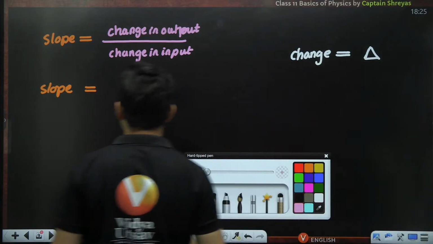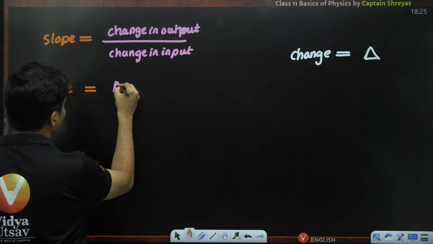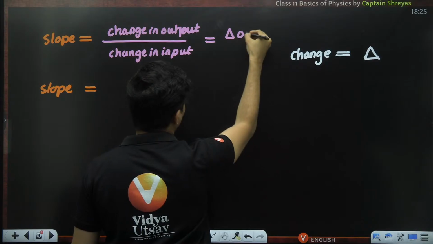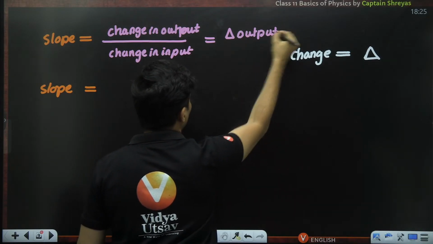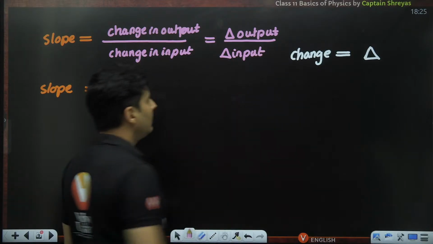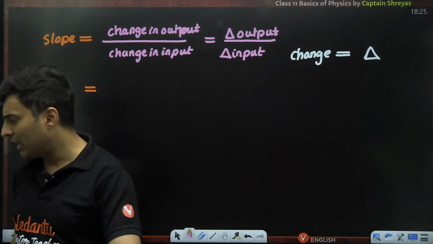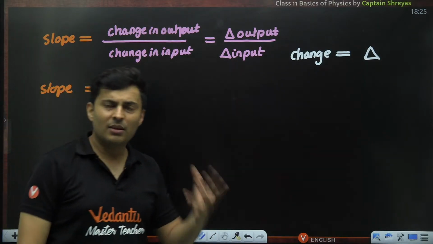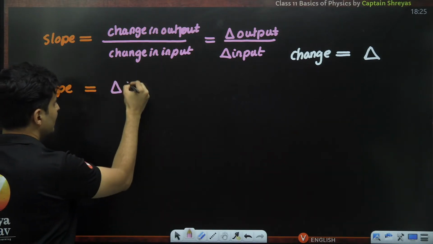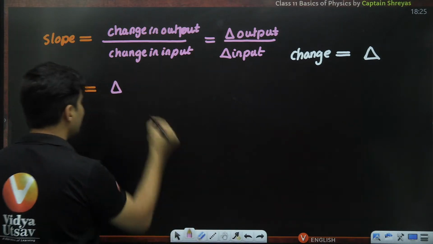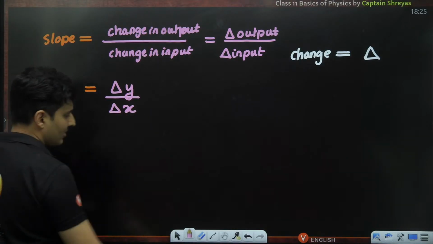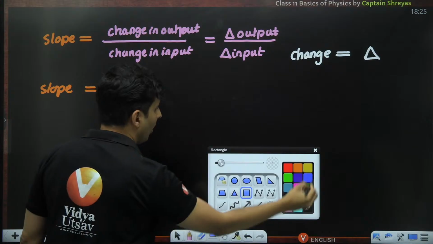So can I say then it is nothing but delta of output upon delta of input, my dear students. Yes, perfect. But what is output usually? Yes, it is the y-axis. So I can say it is nothing but delta y by delta x. So this is the formal way of writing it.